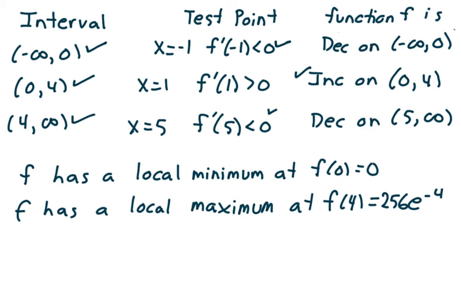And so f has a local minimum, right? Because you're going from decreasing to increasing. So f has a local minimum at f of 0 equals 0. And if you go from increasing to decreasing, that's going to produce a maximum. So f has a local maximum at f of 4 equals 256 e to the -4.